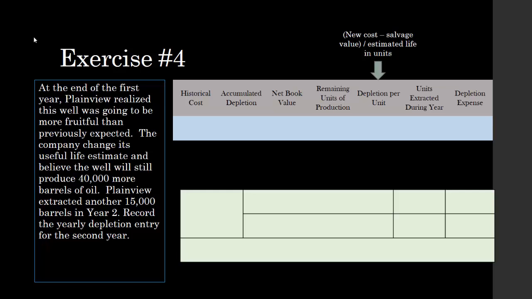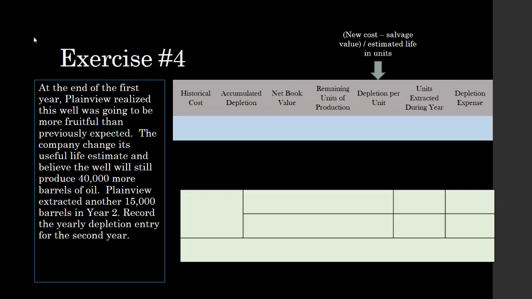In year 2, Plainview is going to make a revision of their estimate. So at the time that they purchased this well, they thought there was 35,000 barrels of oil in there, and they extracted oil during the first year, and they realized there is way more oil in this well than we originally thought. They're thinking now, even after they've extracted a year's worth of barrels, there's still 40,000 more barrels of oil within this well, which means they need to revise their depletion rate.